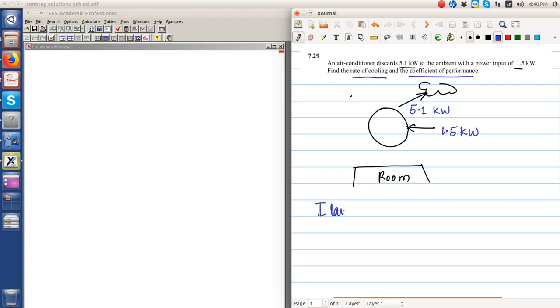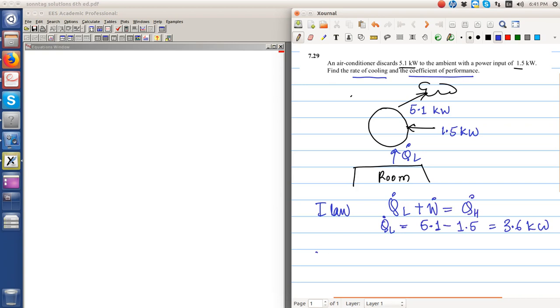Using the first law, the Q dot L plus the work done is equal to the Q dot H. So Q dot L is equal to 5.1 minus 1.5, which is equal to 3.6 kilowatt.